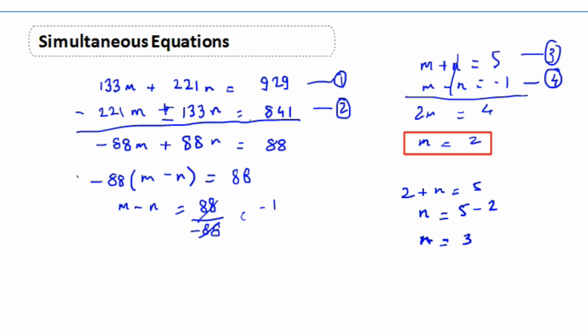So again, that's my solution for n. We have the values of both m and n now, and we can write that as an ordered pair if we want. The value of m is 2 and the value of n is 3. And you can, we have already verified it, but if you want, you can put these values of m and n back into equations 1 and 2, and you'll find that they satisfy both the equations. So this is the solution.